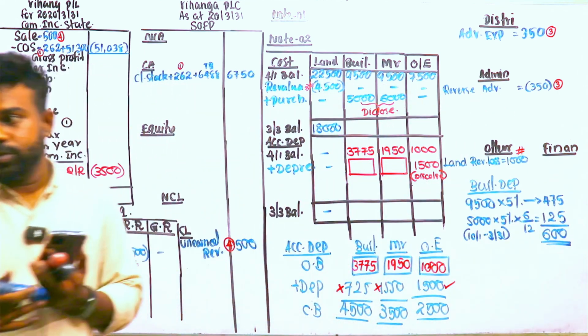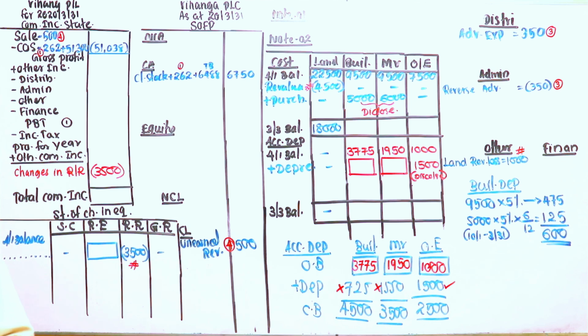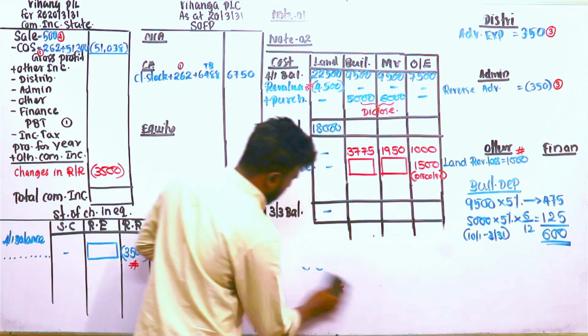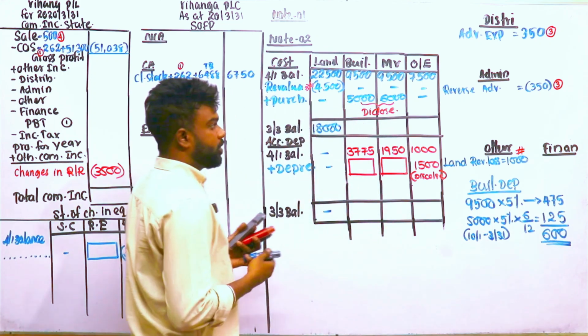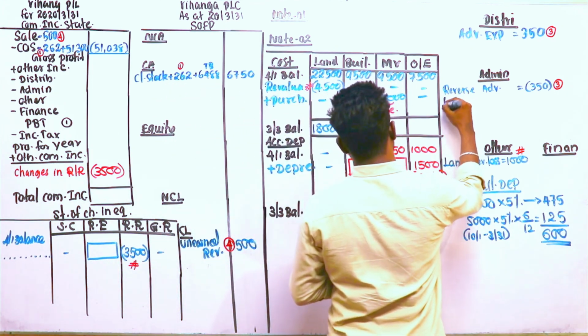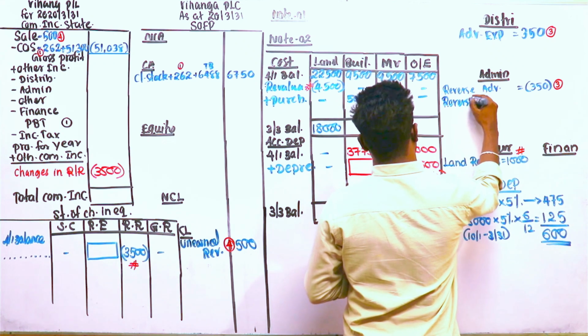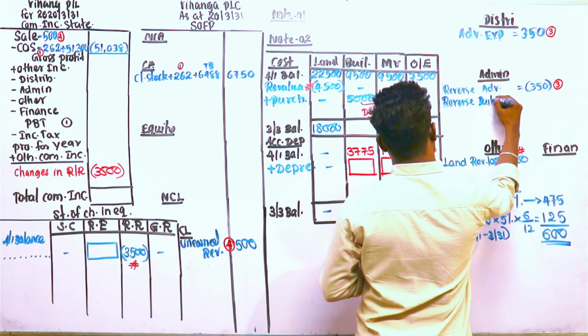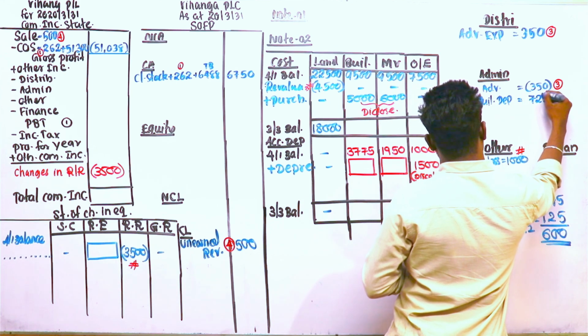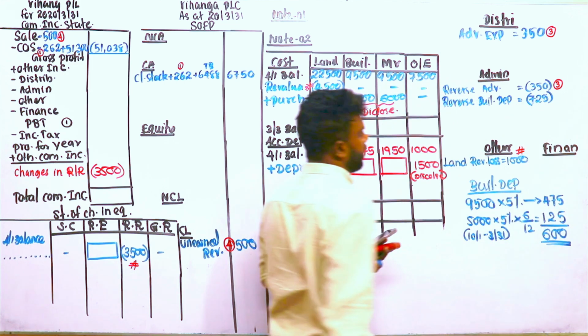Was it 600,000? Depreciation, building, 600,000. Right? Yes. So you have to record the double entry. First of all, under admin, the incorrect depreciation was 725. You have to reverse the incorrect one first of all. Reverse building depreciation 725. First of all, reverse the incorrect one.